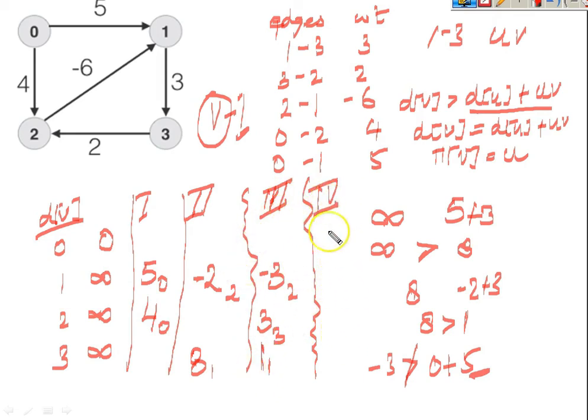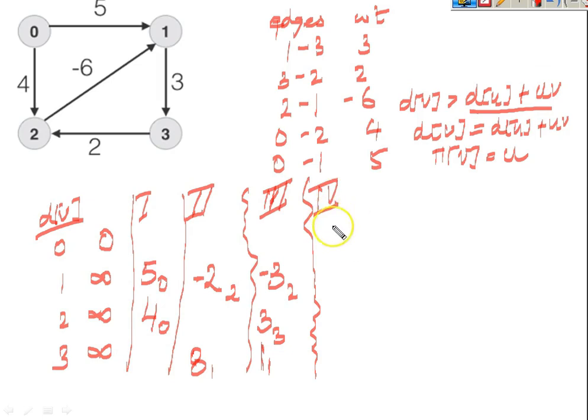But if you get values in the fourth column which are not the same as the third, that means a cycle is present and we did not find the shortest path in this graph because of the presence of a negative weight cycle. So we'll check the fourth iteration. Before we start, let me clean this area. So now we do the fourth iteration.